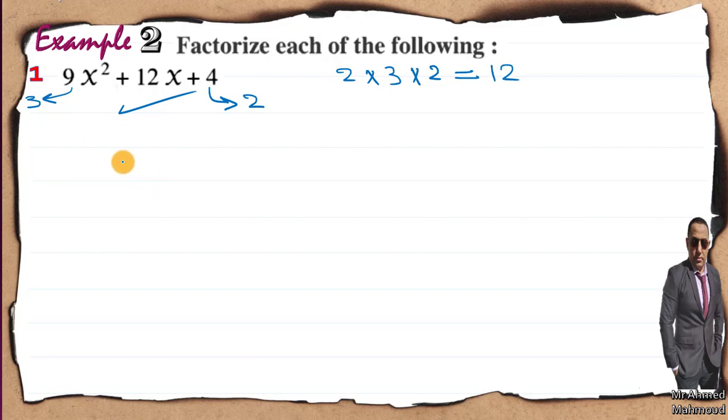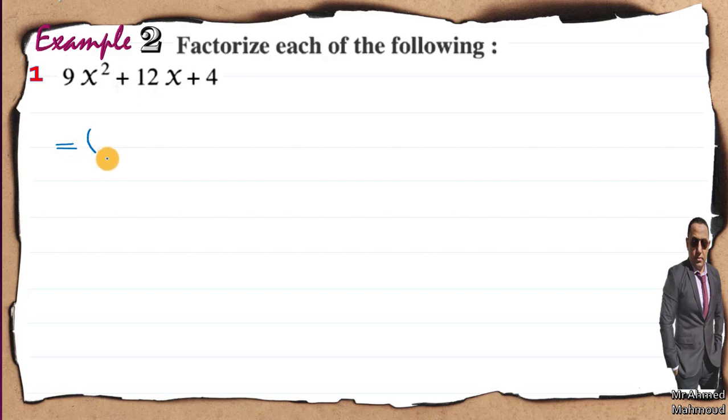So I'm going to factorize as a perfect square trinomial. Like this, equals bracket power of 2. I'm going to take the square root of the first, which is 3x, square root of the third, which is 2. Finally, I'm going to drop down this sign, which is plus.